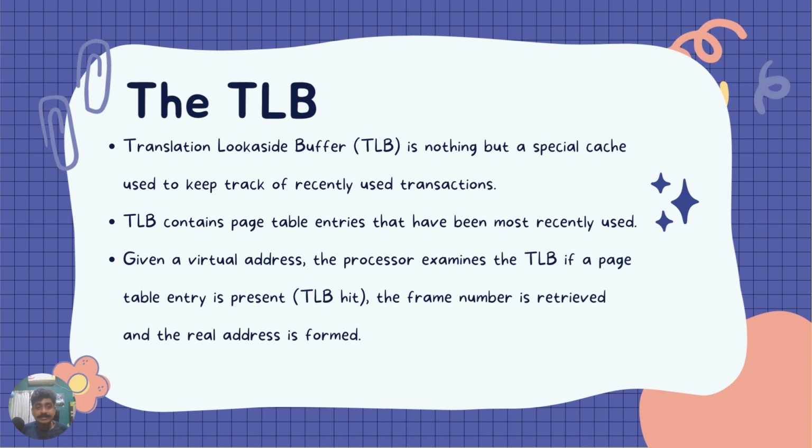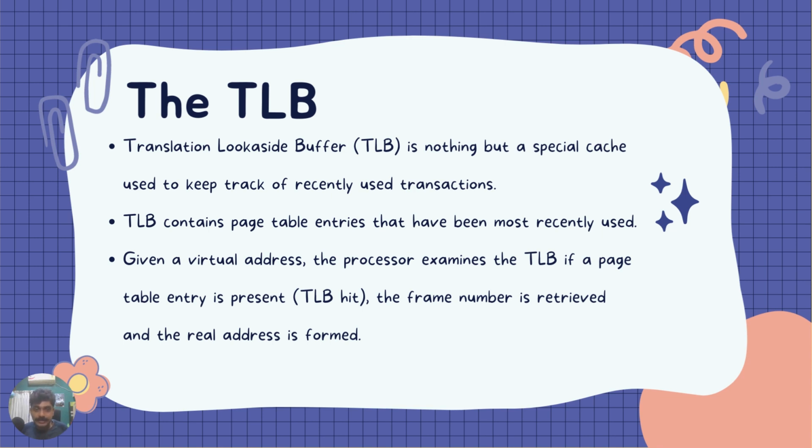The TLB contains page table entries that have been most recently used. So it almost runs on the algorithm of the most recently used. If an entry has not been used for a long time, then it is removed from the TLB. Given a virtual address, the processor examines the TLB to see if a page table entry is present, that is, if there is a TLB hit. If there is a hit, then the frame is retrieved and the real address formed.